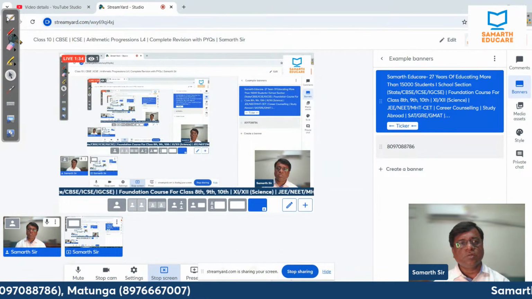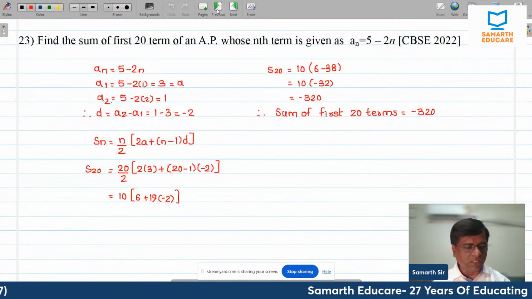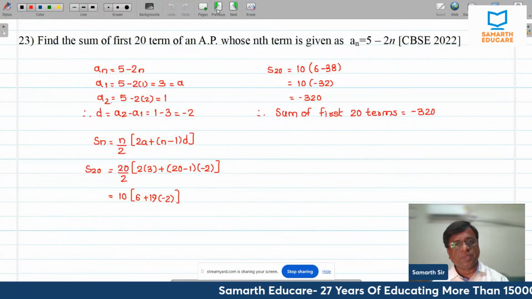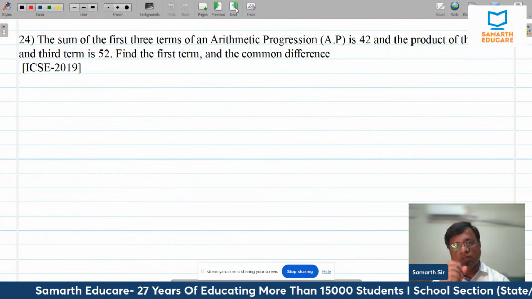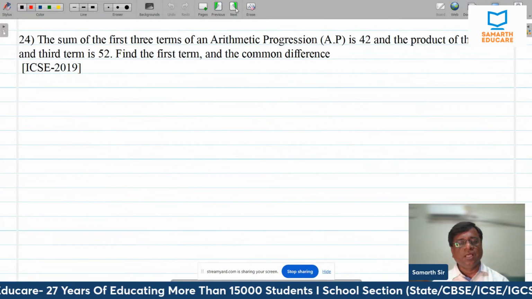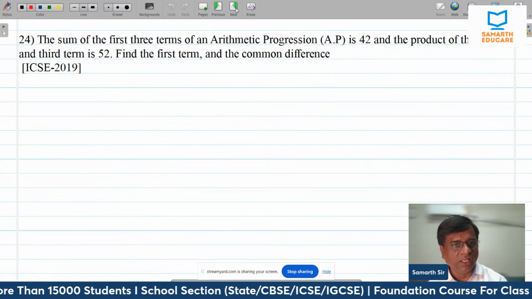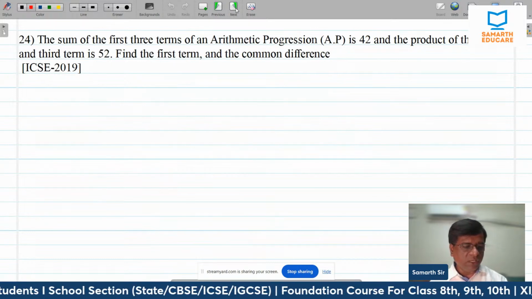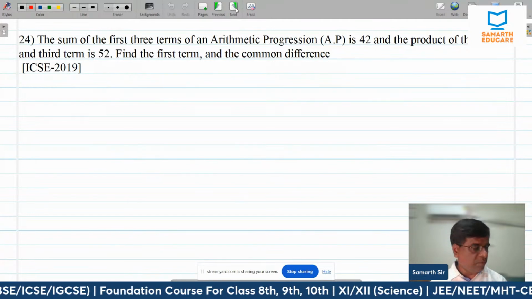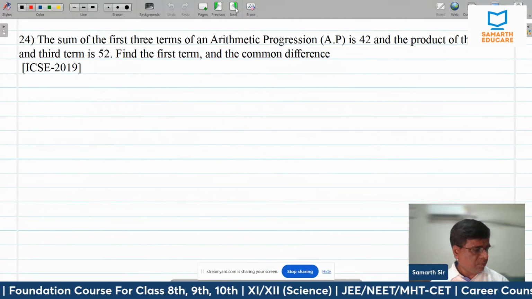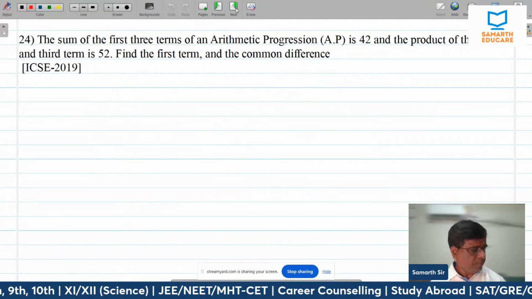This is something we did in the last class. This was the last problem that we solved. Right now we are going to a special concept: three numbers in AP, four numbers in AP, five numbers in AP. Most of the time they have only asked three numbers in AP, but one of these cases also has four numbers in AP. Hence I'm writing it, and I'll be giving everything to you.